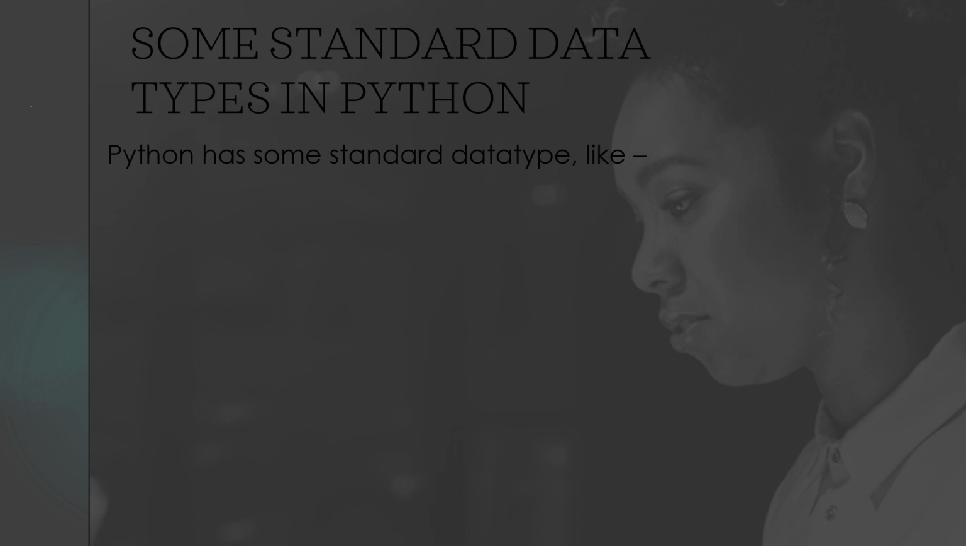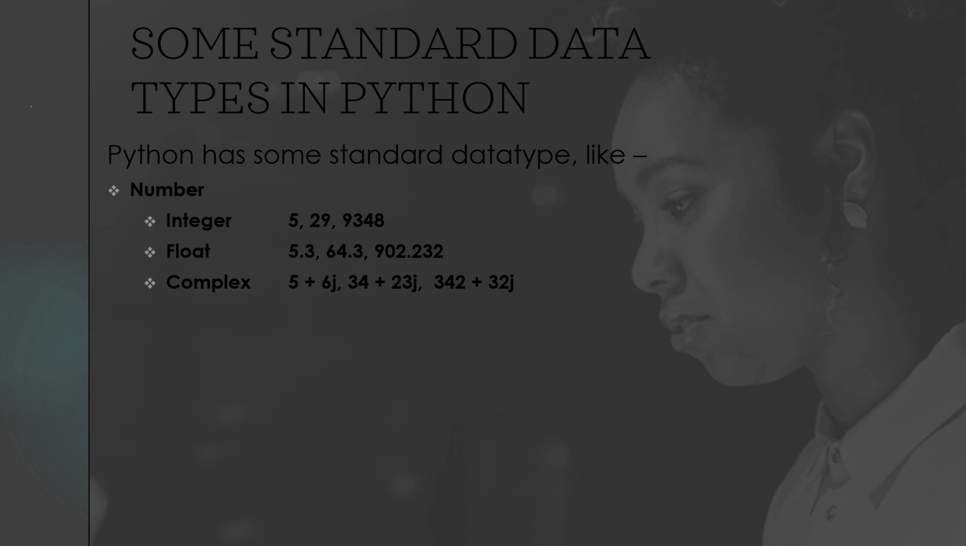So, some standard data types in Python. There are some standard data types like number. Number has three types. Integer, that is a whole value like 5, 29, 9348. Second is float. A float is a point value or decimal value, like 5.3, 6.3, 902.232. Python also has a complex data type.